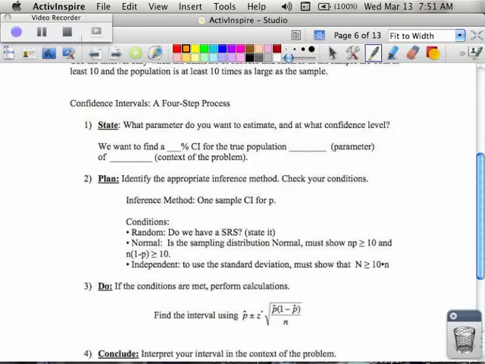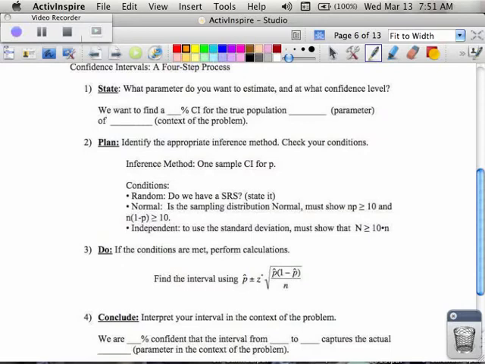So when you do this confidence interval, there's a procedure, an algorithm that we use on a regular basis. It's 4 steps. We've been talking about this already. You're going to state something, you're going to plan something, you're going to do something, you're going to conclude. It's very formulaic. When you start out, you say, we want to find a 95% confidence interval for the true population proportion P, of golf ball diameters or something like that.